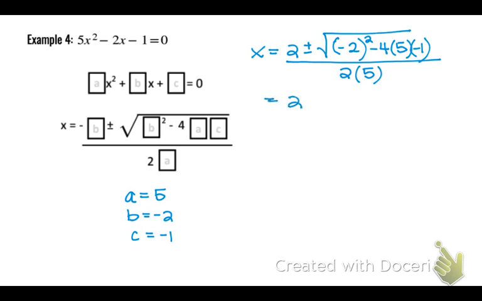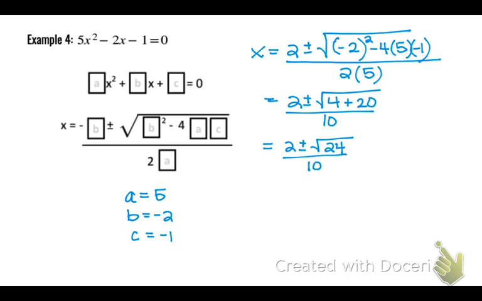So we simplify. 2 plus or minus negative 2 squared is 4. Again, we're going to have negative 4 times 5 is negative 20. Negative 20 times a negative 1 is a positive 20, divided by 10. So 2 plus or minus the square root of 24 over 10.